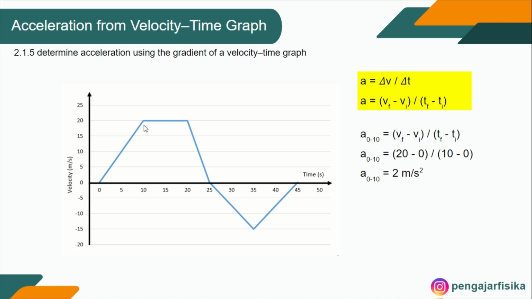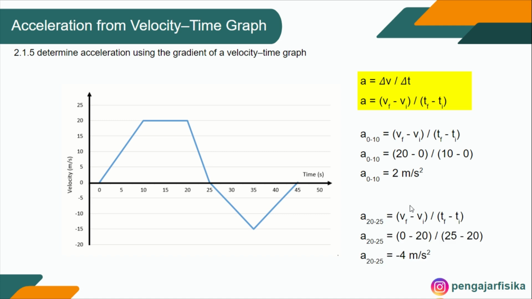The final velocity will be 20, and then the initial velocity will be 0. So 20 minus 0. And then for the time will be 10 minus 0. And then we calculate, we got 2 meter per second square. It means that the object is accelerating because the value of the acceleration here is positive.